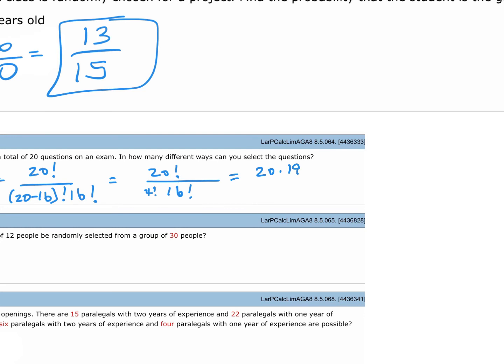20 times 19 times 18 times 17 times 16. I'm going to stop there. Why? Because I have a 16 factorial on the bottom. Then I have 4 times 3 times 2, right? So my 16 factorials cancel. Now we can cross cancel. 4 goes into 20 5 times. 3 goes into 18 6 times. I can say 2 goes into 6 3 times, right? So I have 5 times 19 times 3 times 17. What'd you guys get?